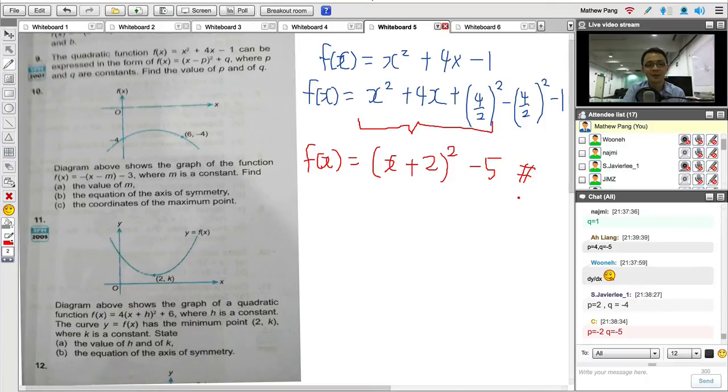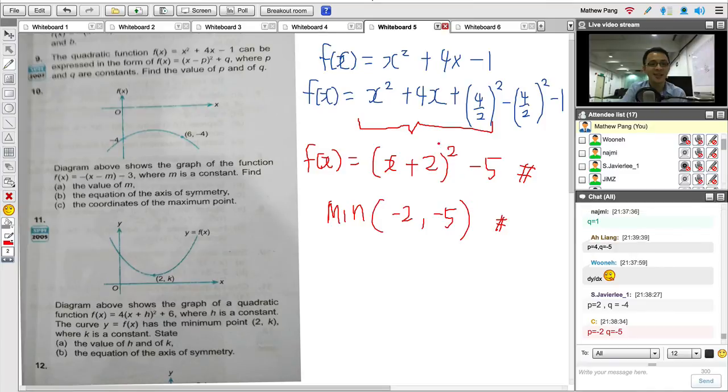Done. So from here, this is positive 1, right? So it gives me a minimum point. And this is 2, so x plus 2 equals 0, x is equal to negative 2. This is negative 5. We straight away take. Yes, we got the minimum point.